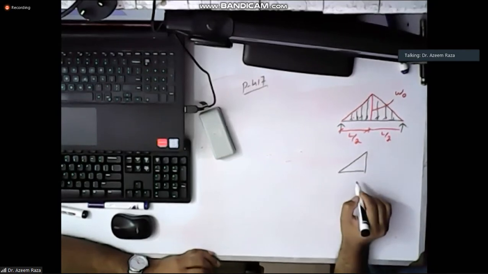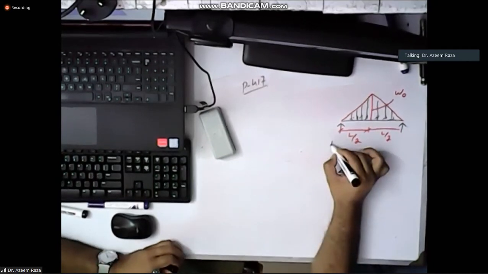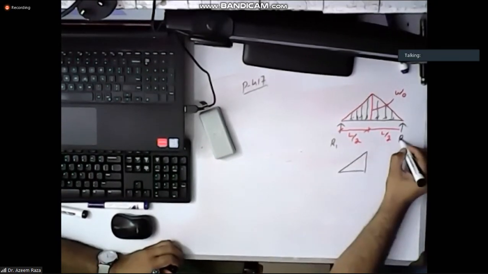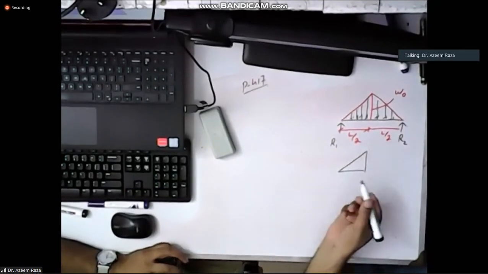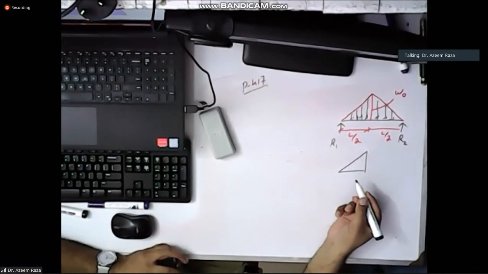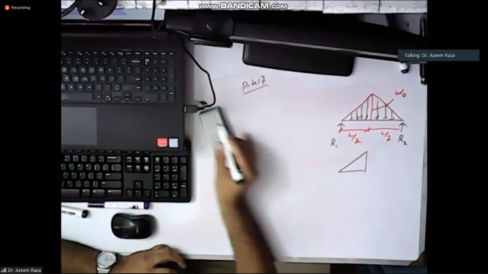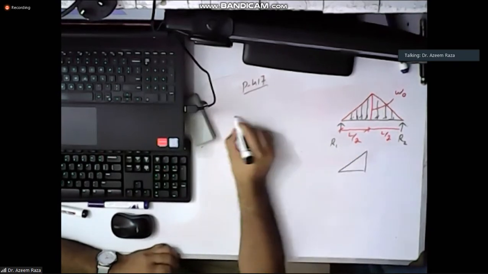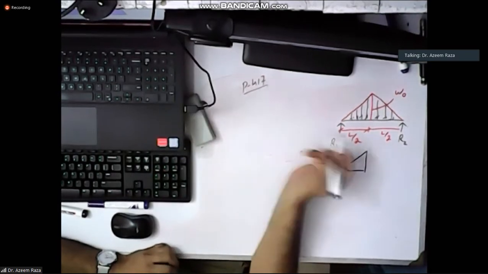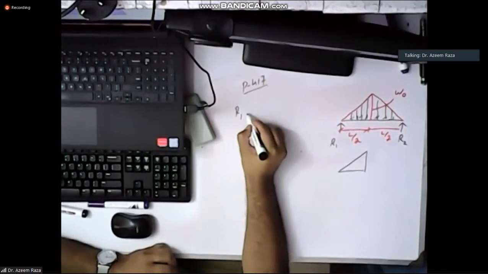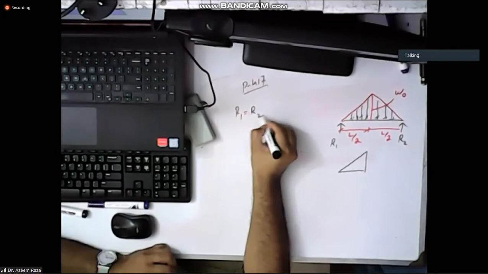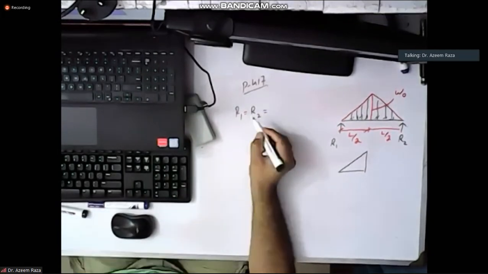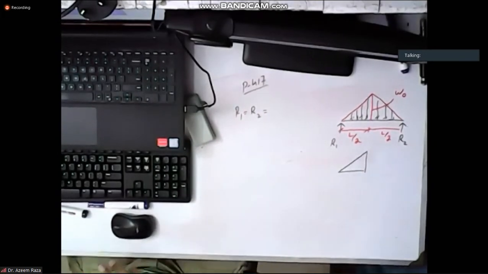Like this. But before we do that, we know there are two reactions, and those reactions will be equal. There's no change. Both R1 and R2 will be exactly the same. Those have to be found out before we move further. So R1 must be equal to R2 using symmetry.